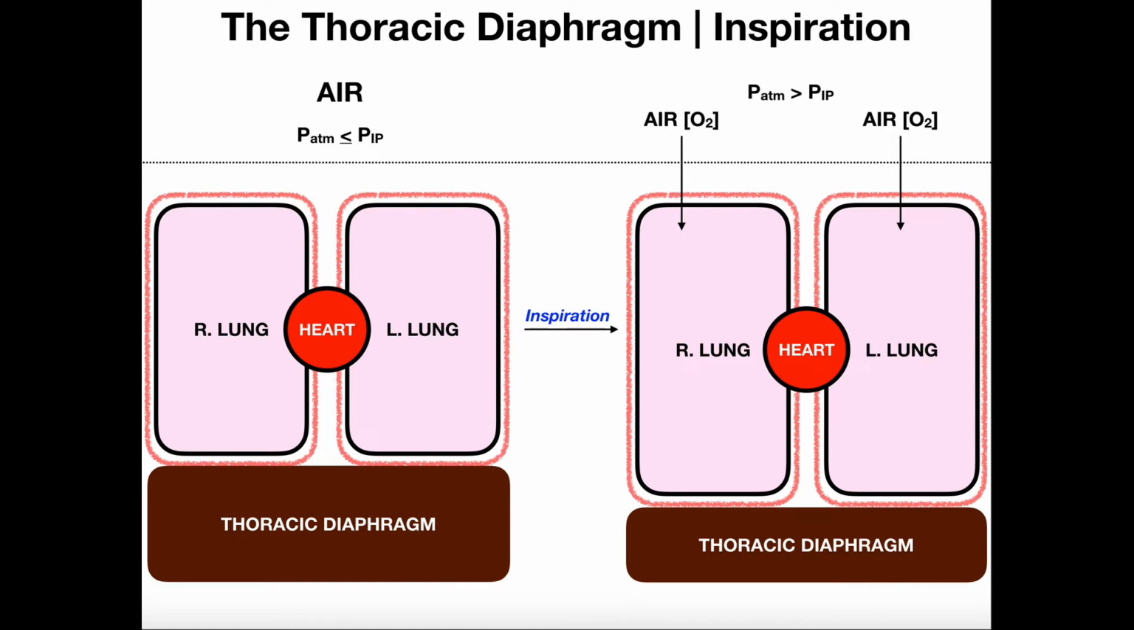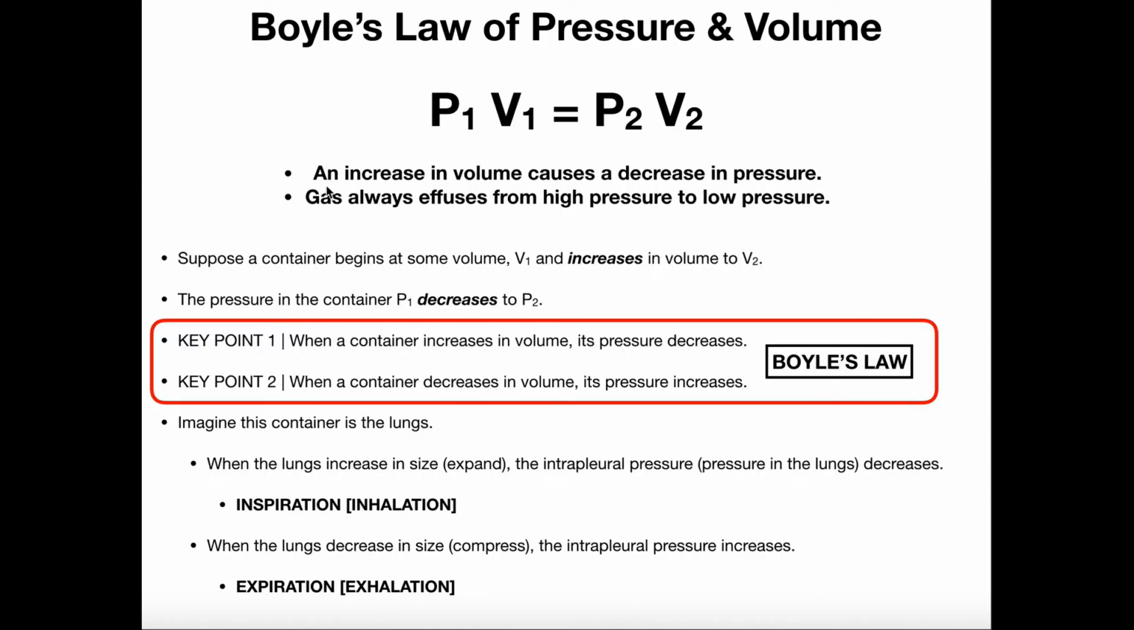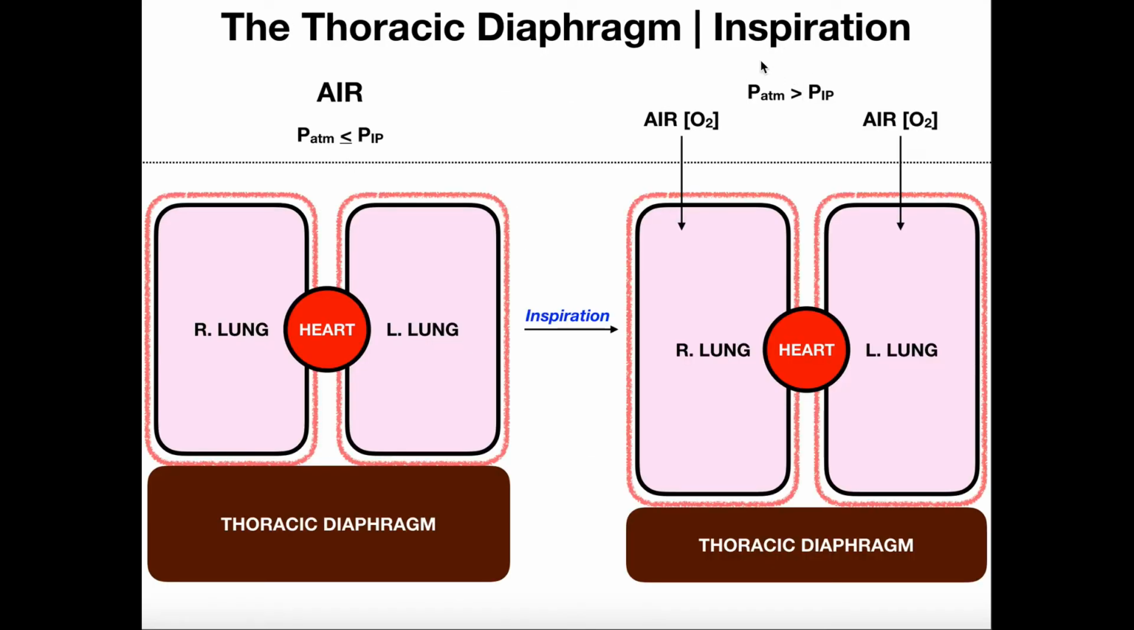Now, that doesn't seem like much of a difference, but 759 for intrapleural pressure is less than atmospheric pressure. Okay? And so, remember what I said. Gas always effuses from high pressure to low pressure. So, if the pressure in the atmosphere, 760, is greater than the intrapleural pressure, 759, gas will effuse from the atmosphere into the lungs. Okay? And that's why during inspiration, air moves into the lungs.